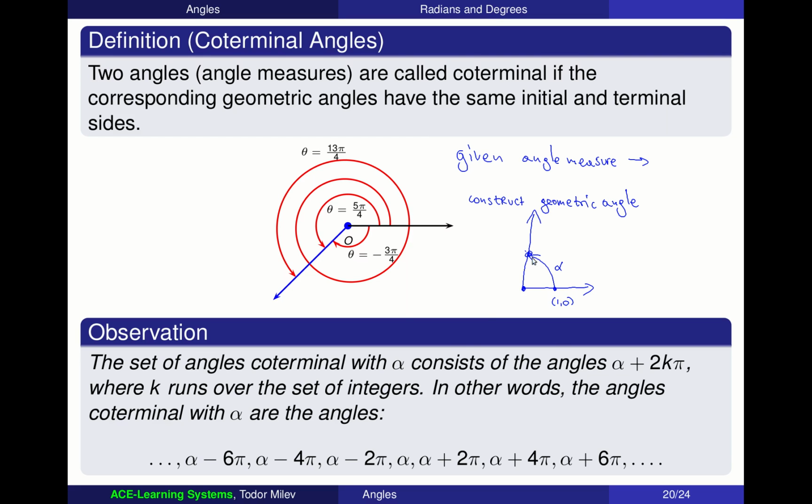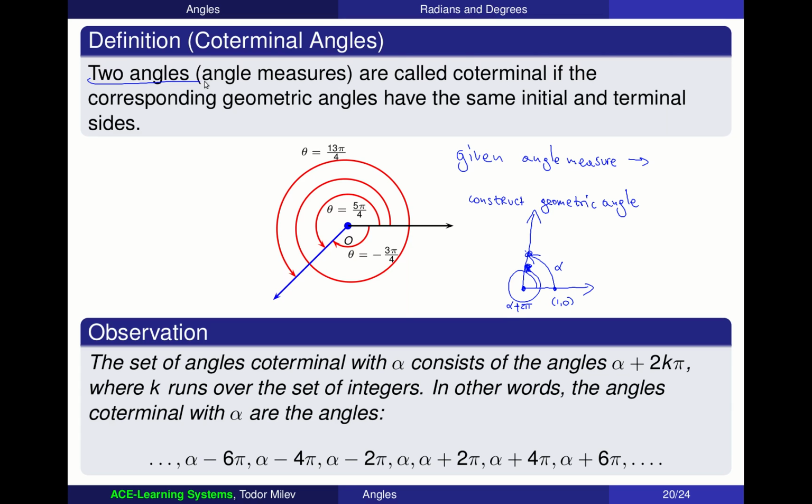But if you recall, that construction was not unique, so it was possible to take two different angle measures and arrive at the same geometric angle. The geometric angle was the configuration of the two rays. So how was that possible? Well, like this. If you take this angle here, in this case I drew the second angle as alpha plus 2 pi, alpha plus 360 degrees. If you do that, you're going to get the same geometric angle.